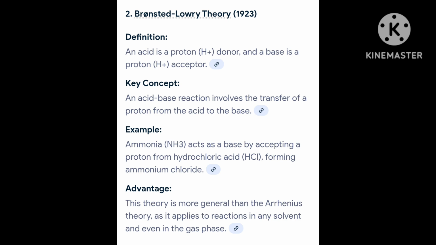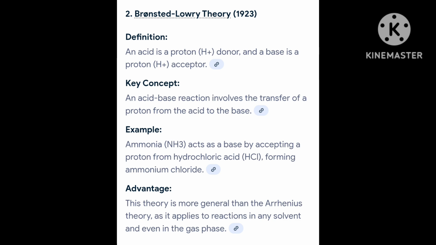The next theory is the Bronsted-Lowry theory, from 1923. The definition of that theory: an acid is a proton donor, an H+ donor, and a base is a proton acceptor. There is one key concept: an acid-base reaction involves the transfer of a proton from acid to base. So the definition is: acid, H+ donor; base, H+ acceptor.